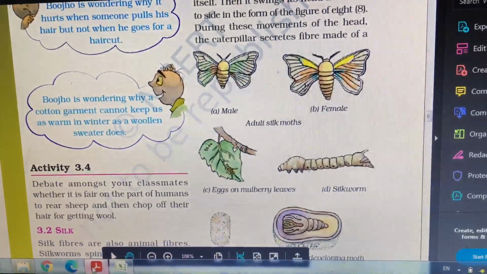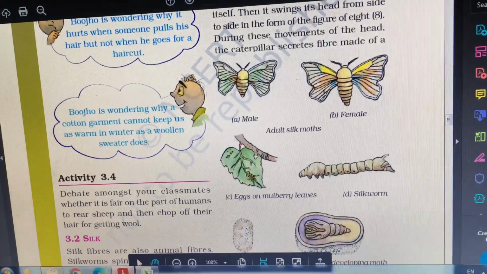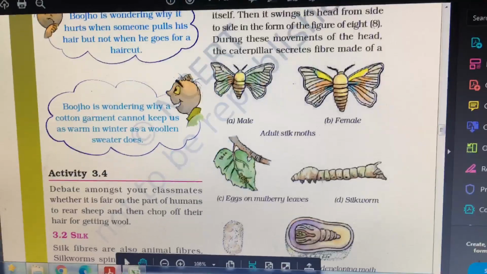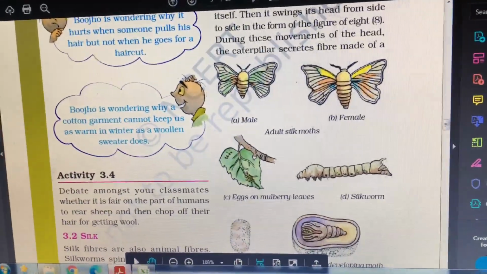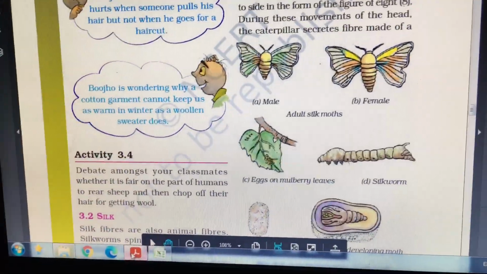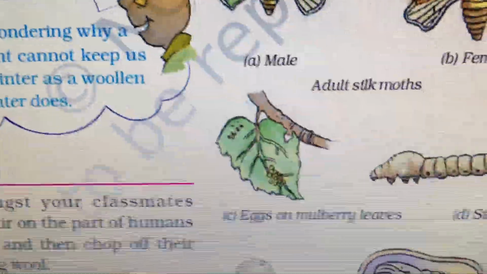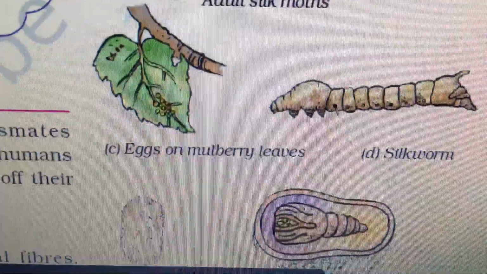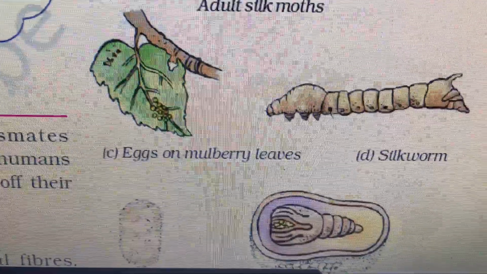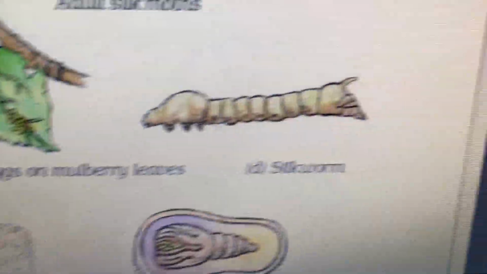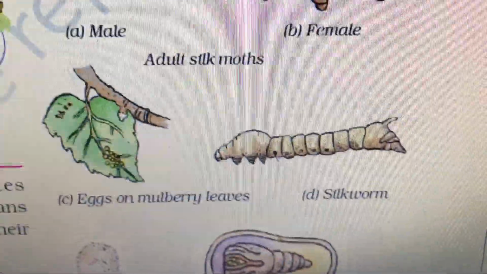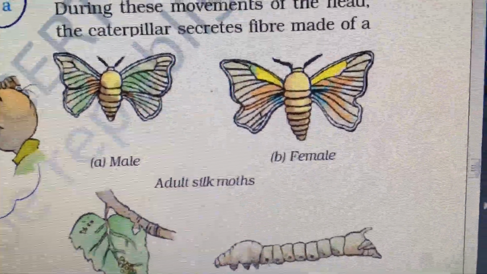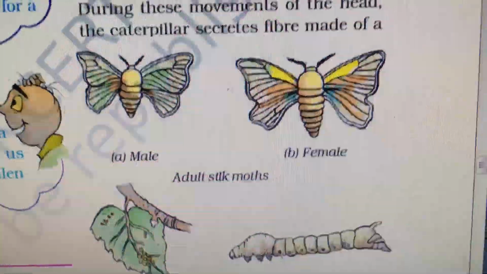Now, in your book, it is given like this, but as it is a life cycle, children, I would like you to do it in the form of a cycle. With the arrows, that there are male and female adult silk moths, they lay eggs on the mulberry leaves, and from the mulberry leaf, the silkworm is hatched out. Then it creates a cocoon around it, and inside the cocoon the pupa develops, and then the pupa again becomes the female or the male moth, right?